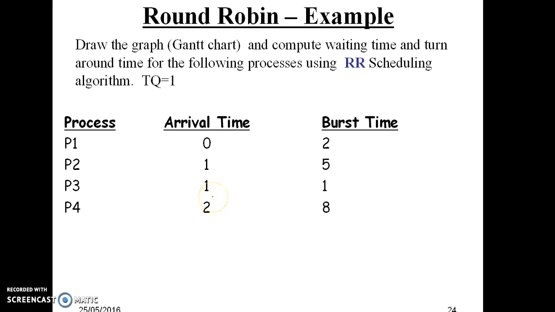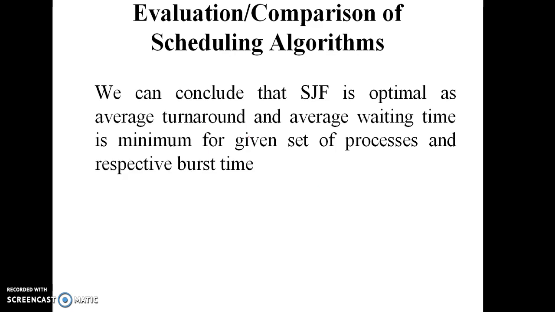Now the new concept that we have not considered here is what if the arrival time is different for the different processes. P1 arrives at time 0 milliseconds, and the time quantum given is 1 millisecond. In this case P3 requires the minimum time, but at that time P3 has not arrived. So initially the processor will be allocated to P1, and we follow the same process to solve the problem.